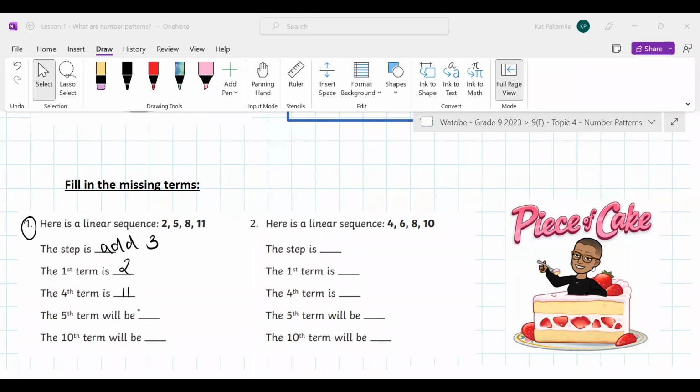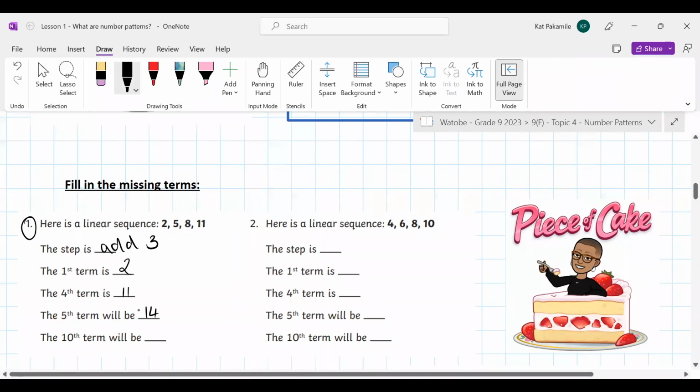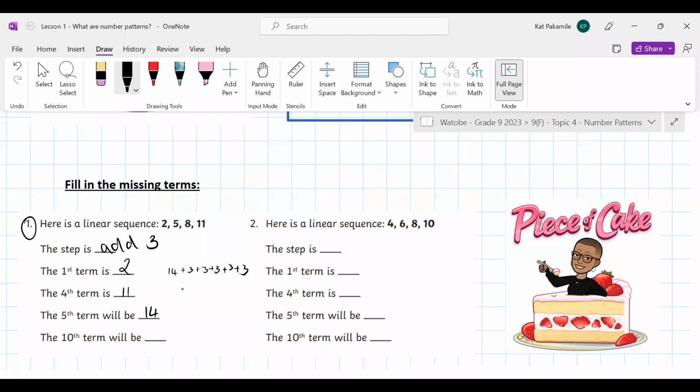Yes, it is. Beautiful. And how much is the 10th term? 18. Let's check. So we're adding 3, right? If the fifth one is 14, we count 6, 7, 8, 9, 10, which is 1, 2, 3, 4, 5 steps. So it's going to be 14 plus 15, which is indeed 29. Did you guys get 29? I hope you got 29 as well.